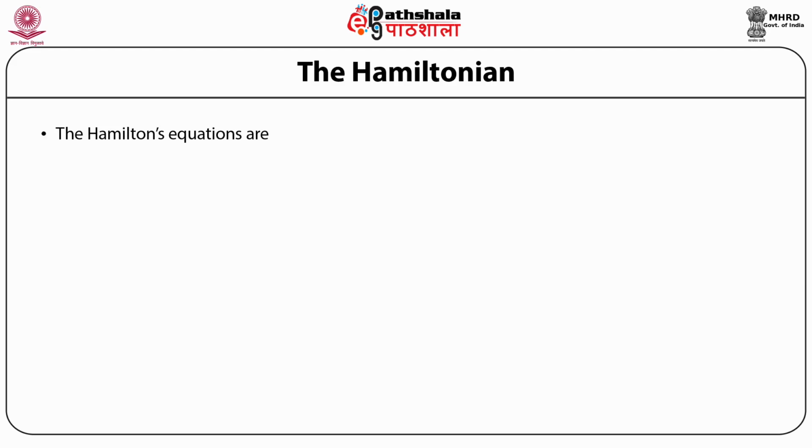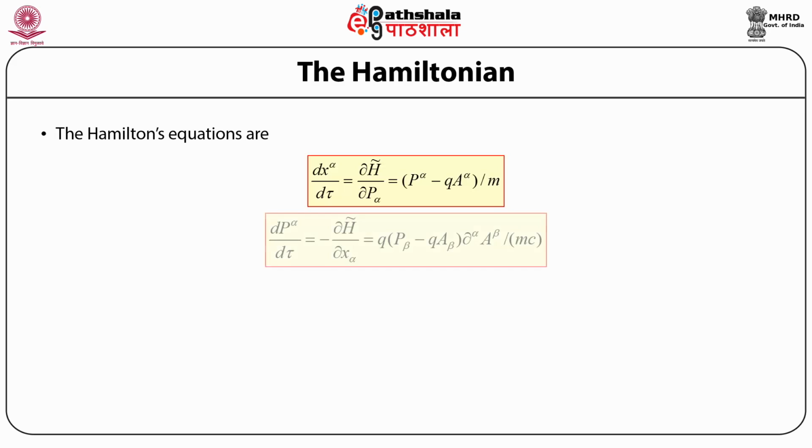The Hamiltonian equations are dx^α/dτ equals ∂H/∂p_α equals (1/m)(p^α minus qA^α), and dp_α/dτ equals minus ∂H/∂x^α equals (q/mc)(p_β minus qA_β) ∂_α A^β.